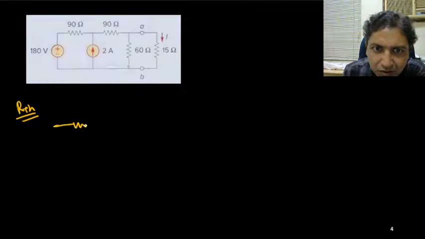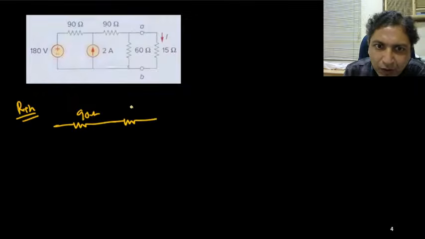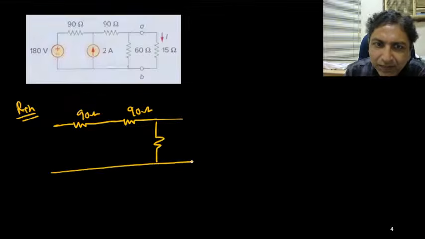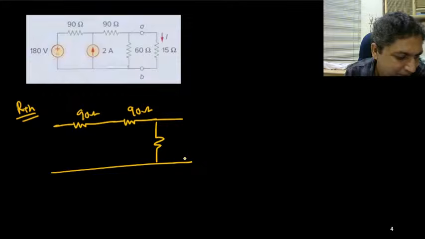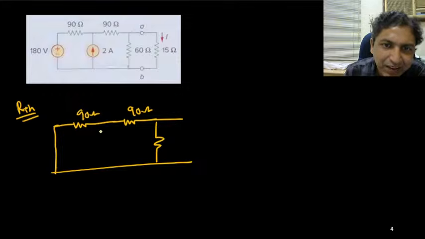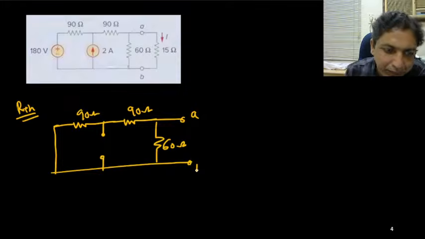So this is your 90 ohm, this is another 90 ohm, and this is the resistance. Fine. So this voltage source is short circuited, this current source is made open, and this is your 60 ohm. This is the terminal A, this is terminal B.